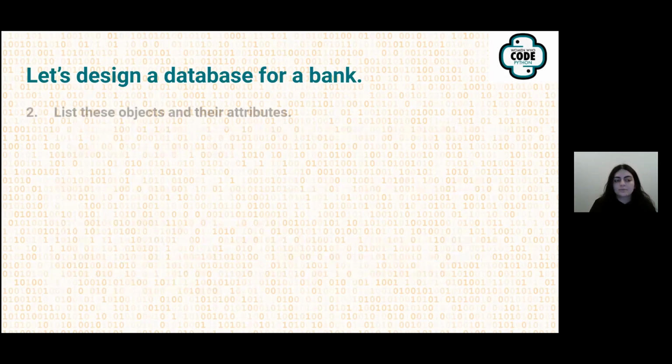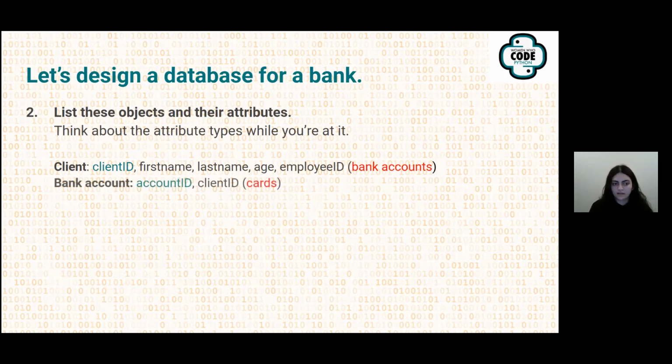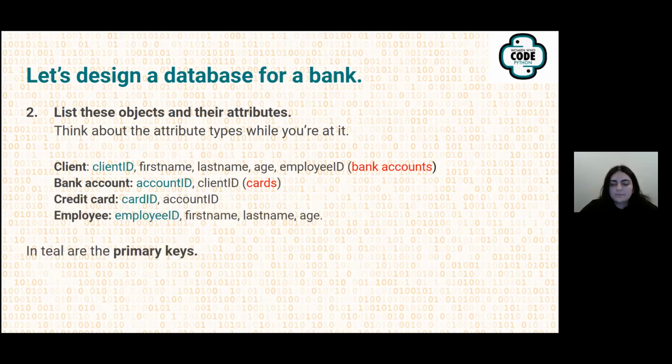Next is step two. So we want to list these objects and their attributes. We want to think about their types while we're at it. And we'll say what we mean by types in a second. So the client. The client has a client ID, a first name, last name, and age, and employee ID. And I'll go in detail in a second. Bank account ID, client ID, and we'll talk about the red stuff, no worries. Credit card and employee. In teal, so the stuff you see here, the IDs, are actually primary keys.